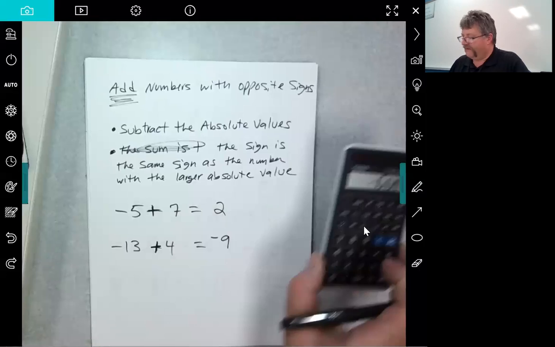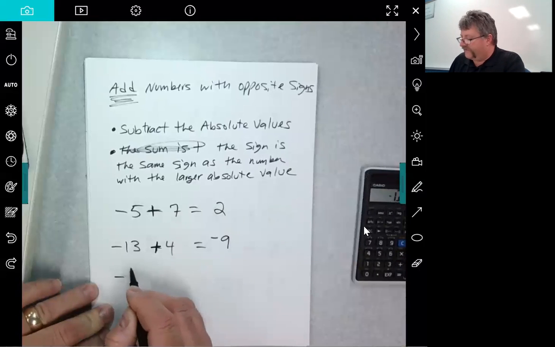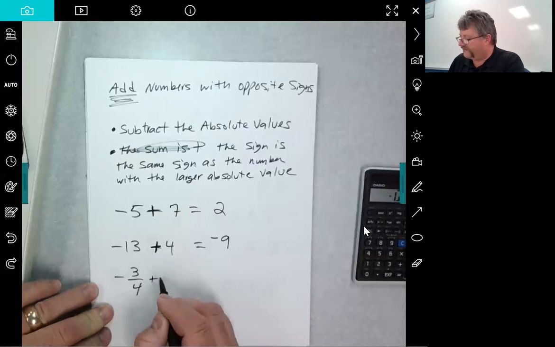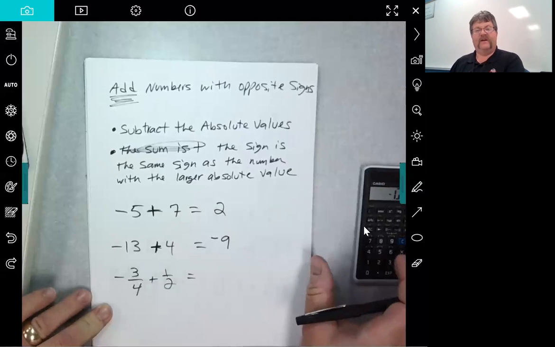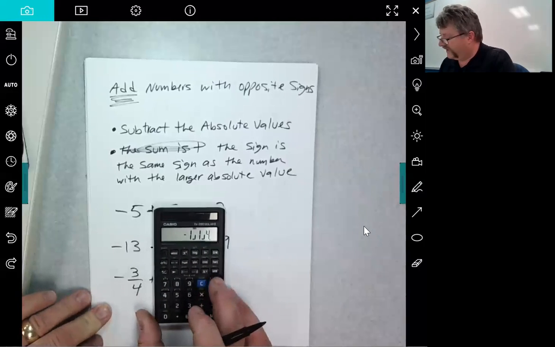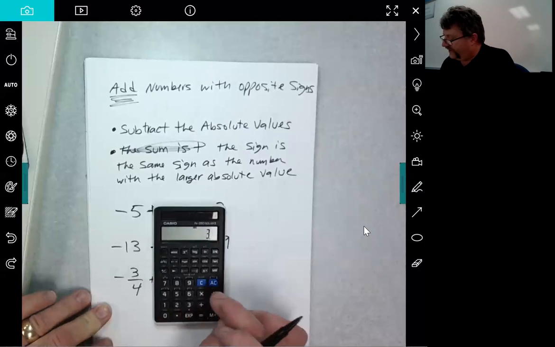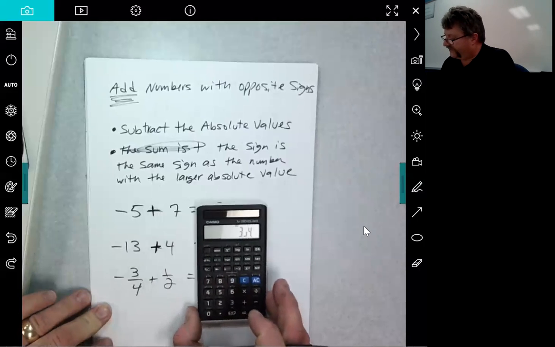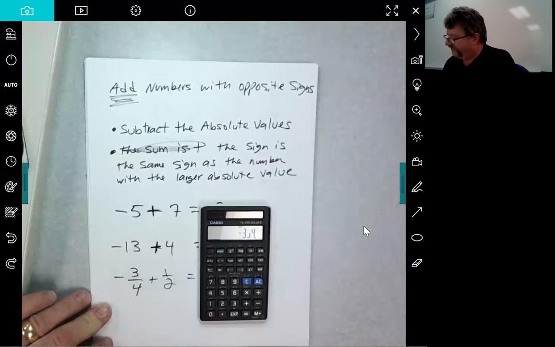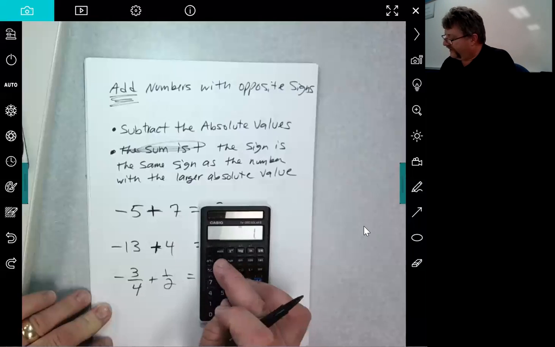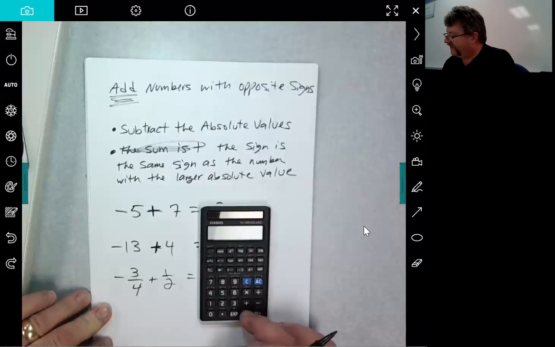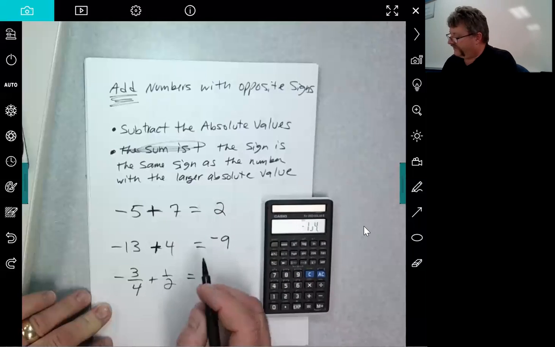Okay. How about -3/4 plus 1/2? Maybe we jump to the calculator for this one, right? 3 fraction button fourths, make it a negative, plus 1 fraction button half equals -1/4.